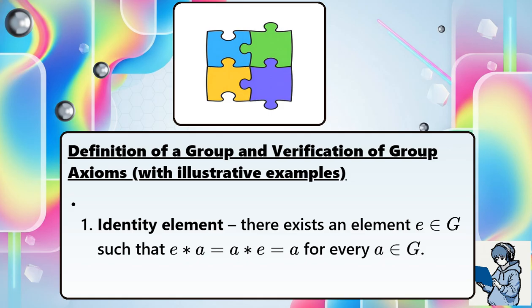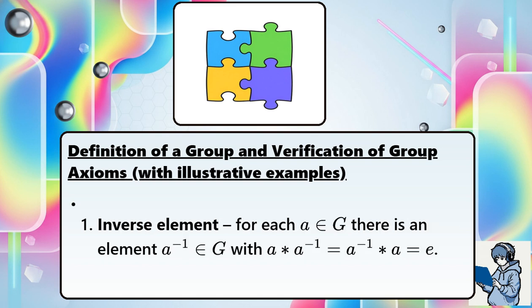Identity element: there exists an element e in G such that e star a equals a star e equals a for every a in G. Inverse element: for each a in G there is an element a inverse in G with a star a inverse equals a inverse star a equals e.